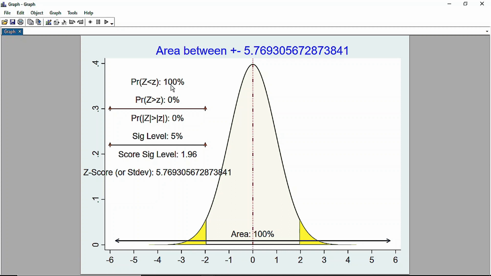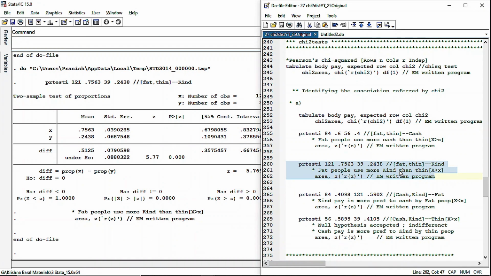And in case of the left tail test, we fail to reject the null. In case of the two tail test, we reject the null. So there is some sort of association. We see that fat people use more kind payment than the thin people, because in the right tail test we reject the null. Now let us repeat the process here. For the fat people, the cash payment is only 40% and the kind payment is 60%. Let's see whether it is true according to the hypothesis or not.